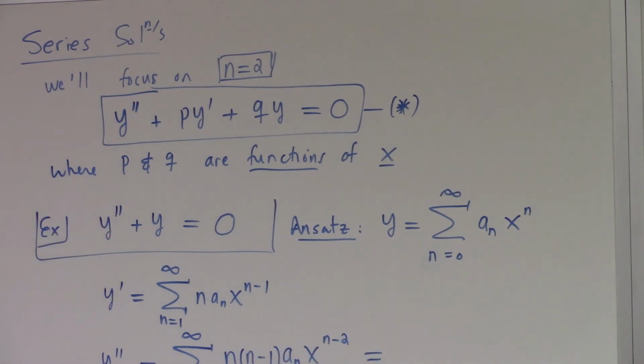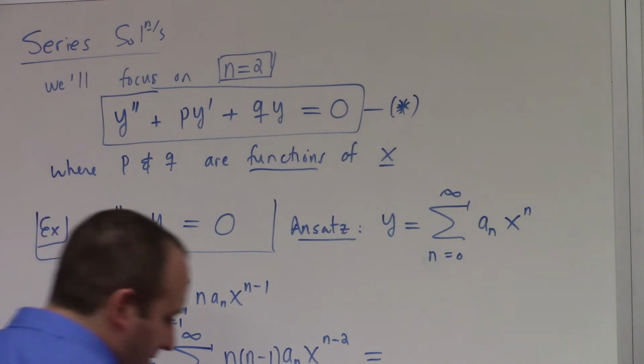Where am I going? I'm going to plug this guess back into the differential equation, right? And in order to make this calculation work, I'm going to need to rewrite both of these infinite series in terms of the same kind of presentation. I need to be able to see a common power in order to do factoring.